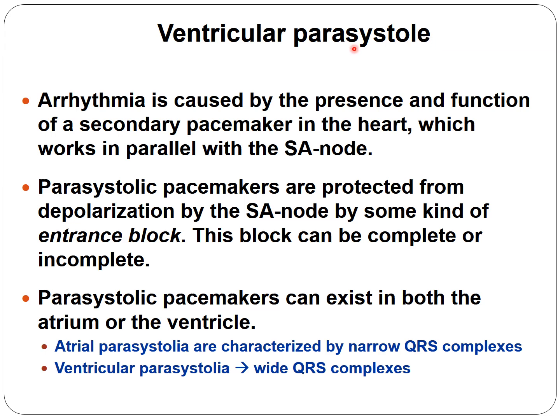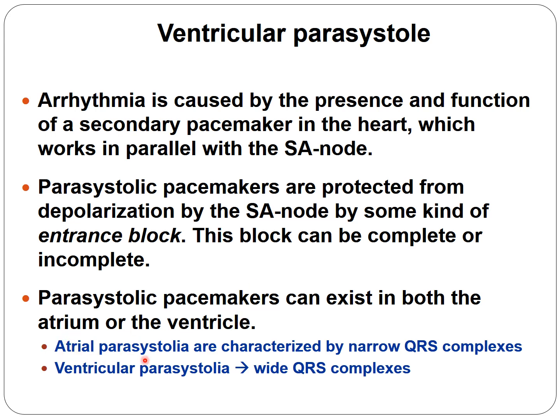Ventricular parasystole. This kind of arrhythmia is caused by the presence and function of a secondary pacemaker in the heart, which works in parallel with the SA node. These parasystolic pacemakers are protected from depolarization by the SA node by some kind of entrance block. This block can be complete or incomplete. A parasystolic pacemaker can exist in both the atrium or in the ventricle.